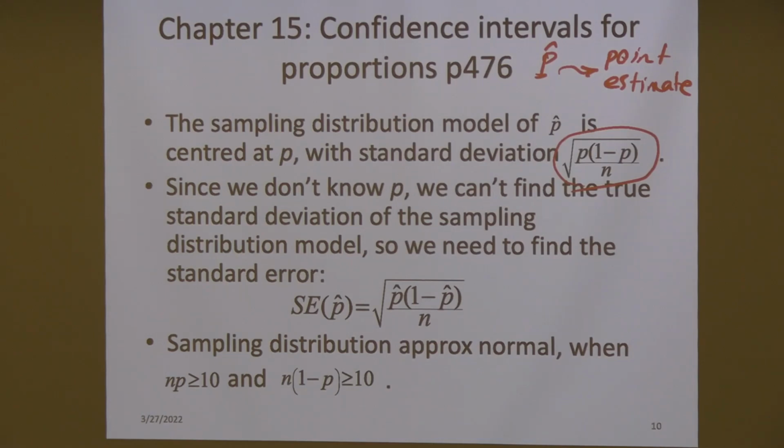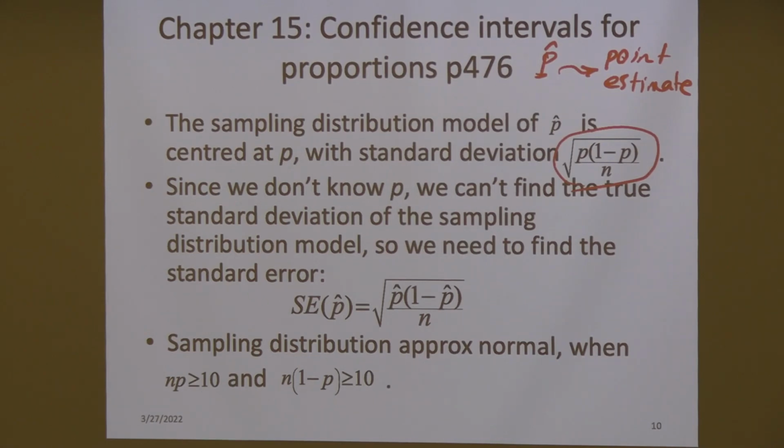So we have one sample, and instead of finding that standard deviation, okay, we find something which is called a standard error. A standard error is just an estimate of a standard deviation. Because in the formulation for that, instead of using population parameter, we just use sample statistic, okay? So this is called the standard error of p hat, okay?